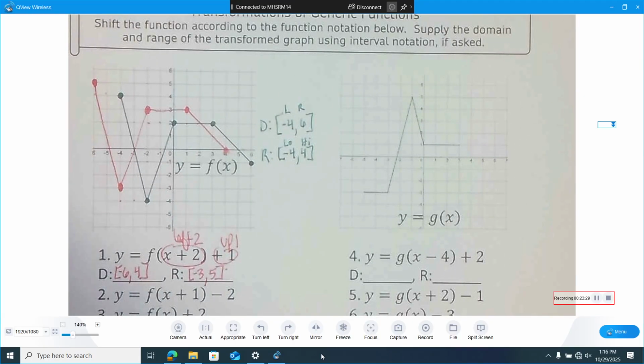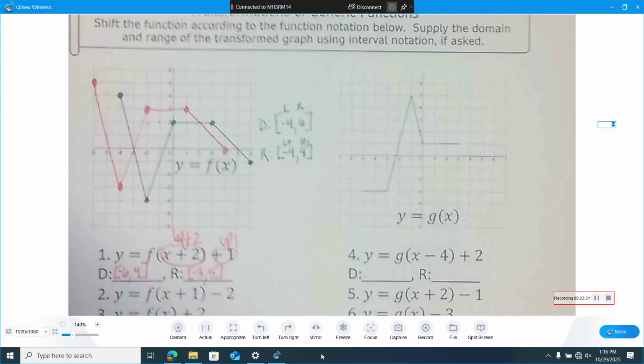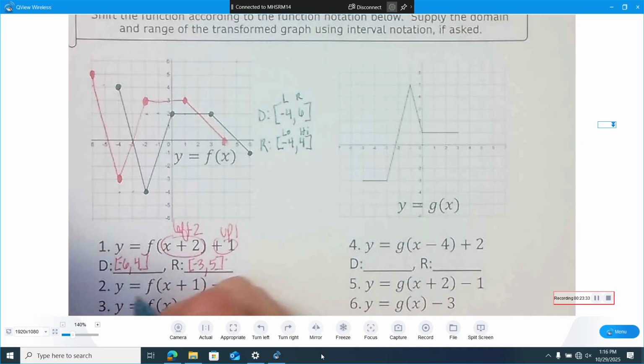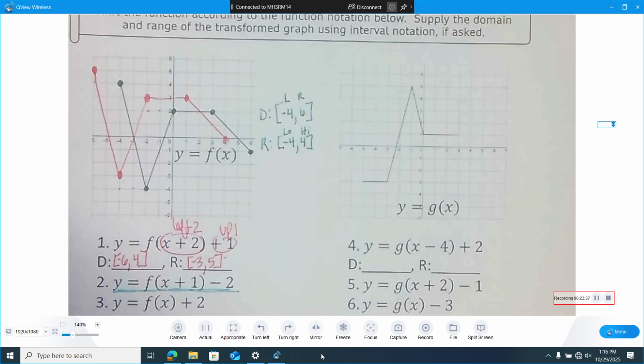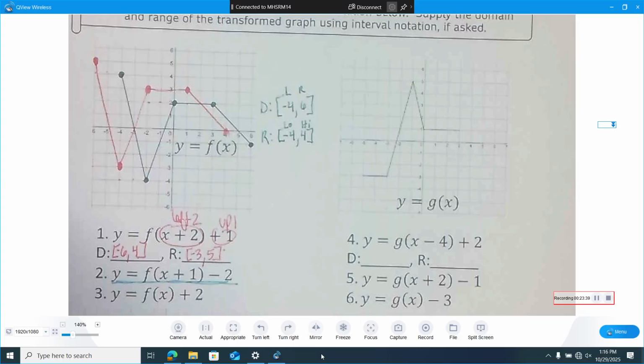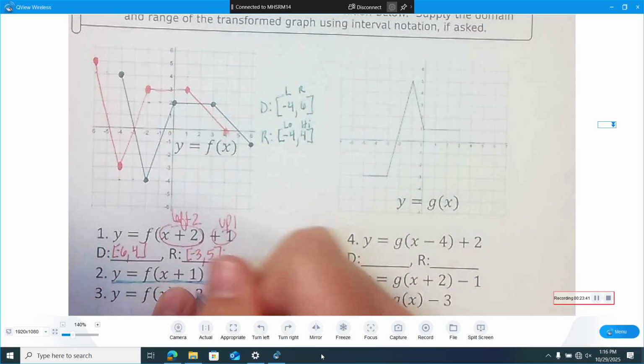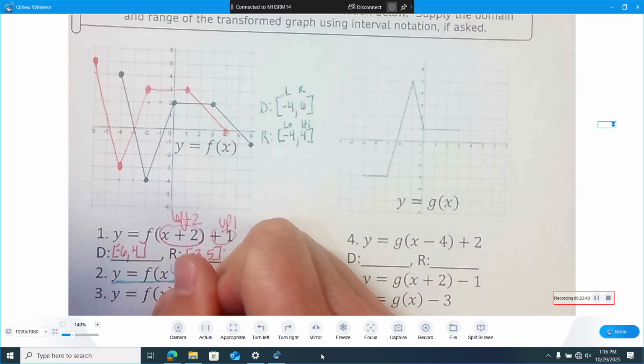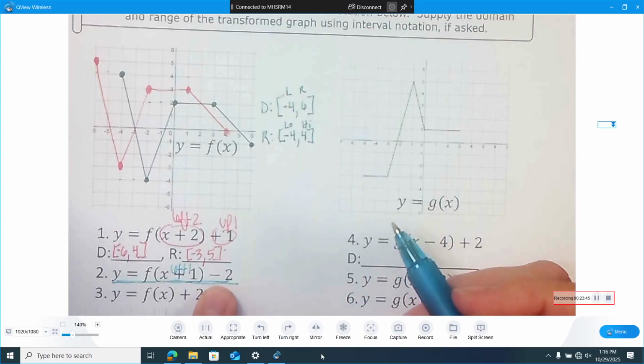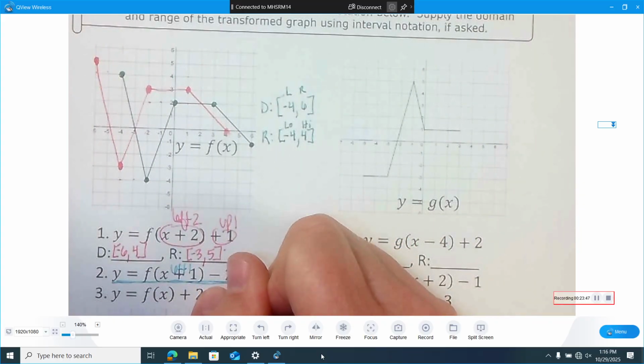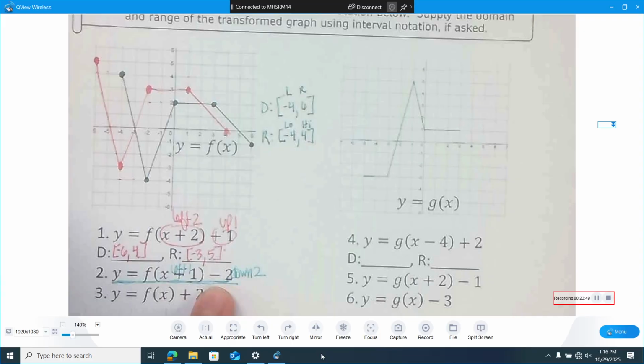All right, let's see. I want to do number 2 here. I'm going to do number 2 in blue. F of x plus 1. What's the x plus 1 going to do? Left 1 and then down 2. All right, left 1 and down 2.